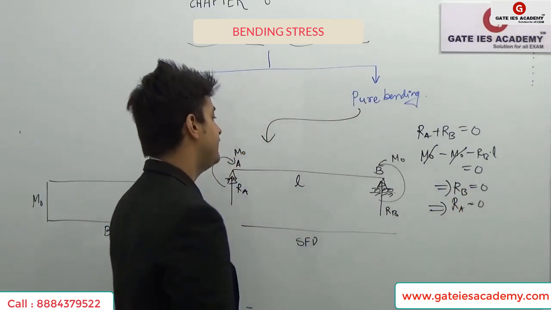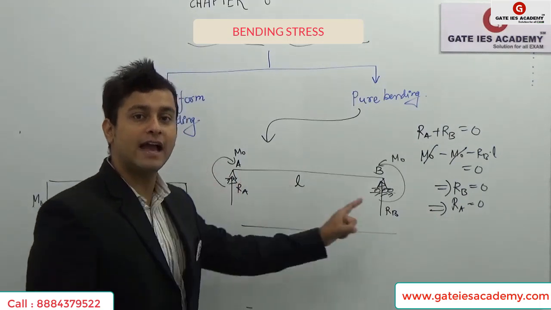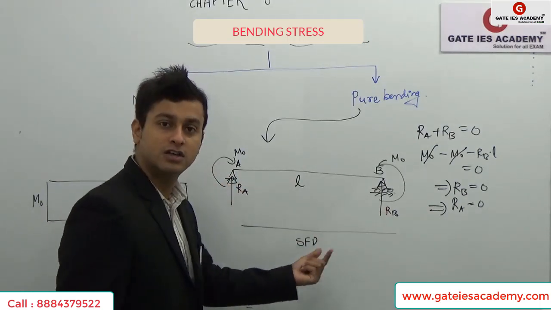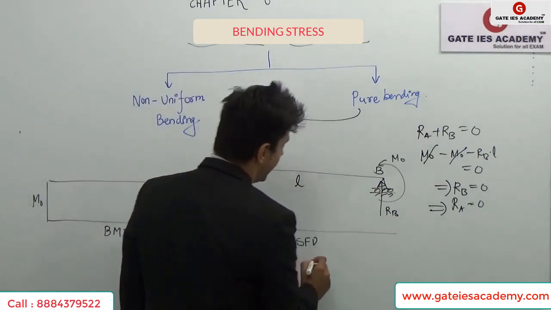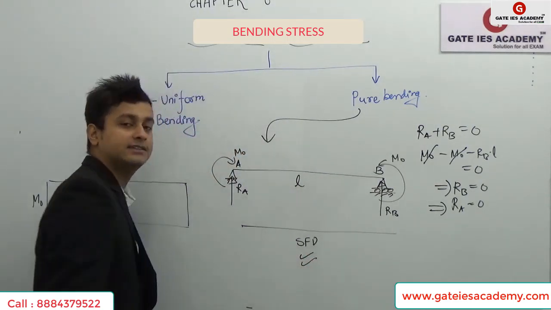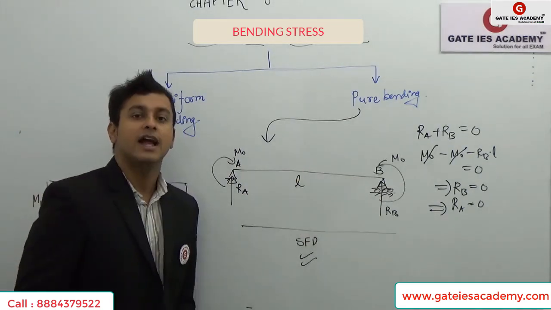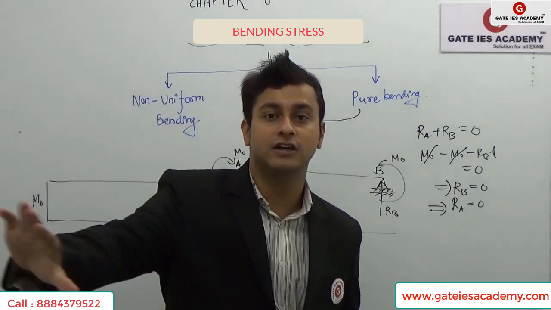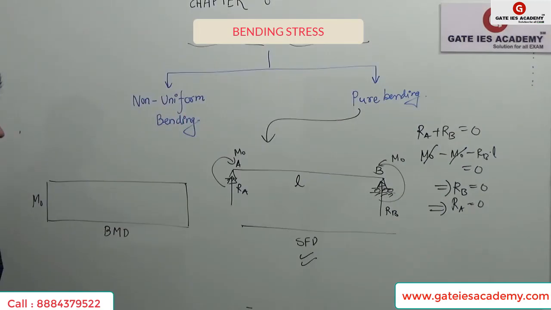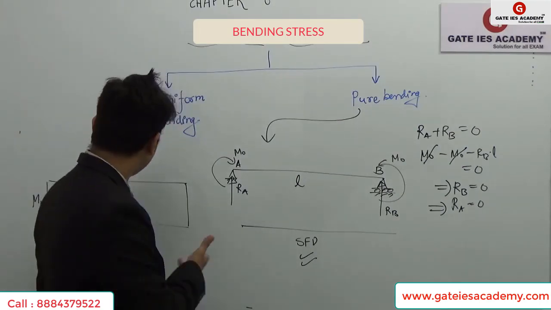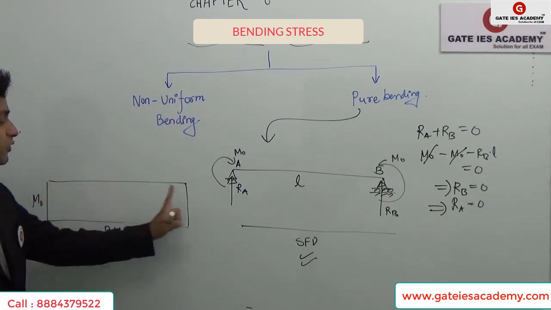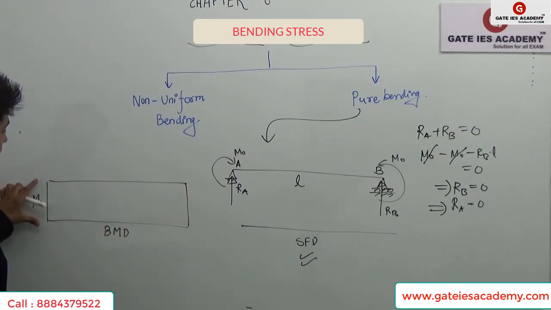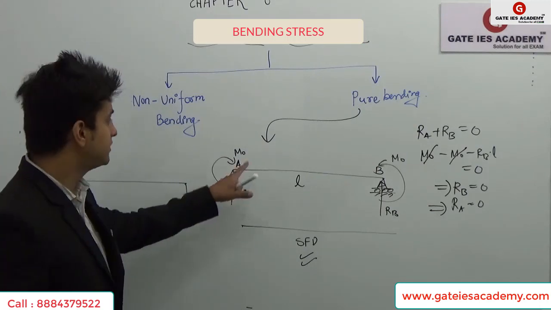So what do we get? We get no reactions, and if we have no reactions, we will have no shear force because there is no external loading. So here we will have 0 shear force, constant throughout the beam, and my SFD will be a straight line like this. Here the system has no shear force. Plus, in the BMD we have a constant bending moment. You can see here, M0, constant throughout.